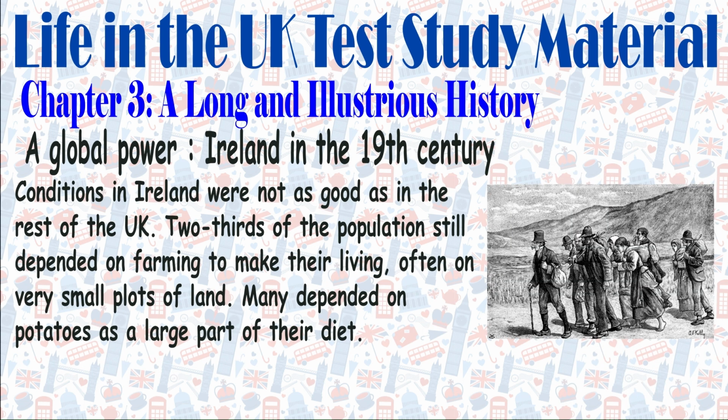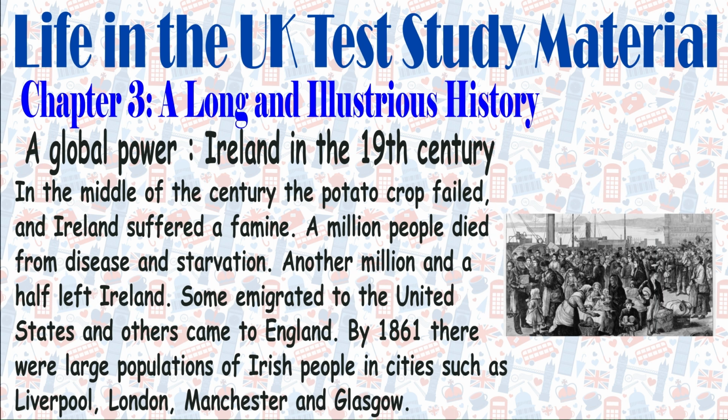Ireland in the 19th century. Conditions in Ireland were not as good as in the rest of the UK. Two thirds of the population still depended on farming to make their living, often on very small plots of land. Many depended on potatoes as a large part of their diet. In the middle of the century the potato crop failed, and Ireland suffered a famine.